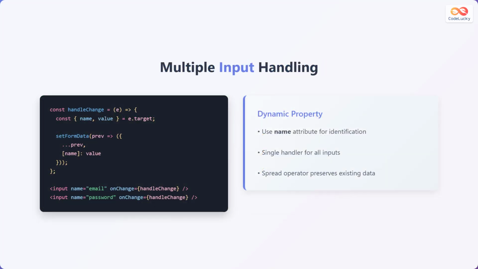Let's see how to handle multiple inputs with a single onChange handler. Inside the handleChange function, we extract the name and value properties from e.target. Then we call setFormData, using a function to update the state based on the previous state. We use the spread operator, ...prev, to preserve the existing state, and the dynamic property name, [name]: value, to update the specific input field. We can then assign the handleChange to multiple input elements.